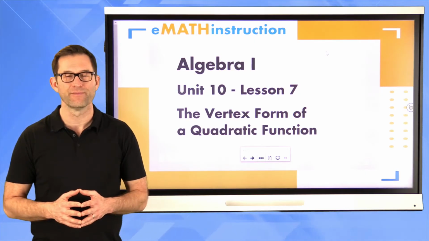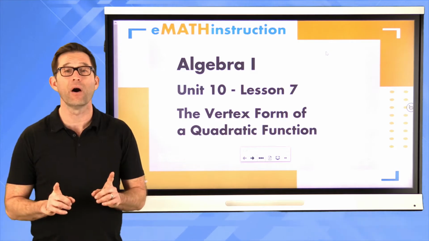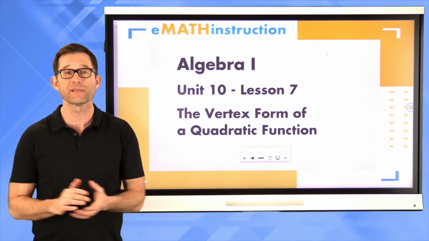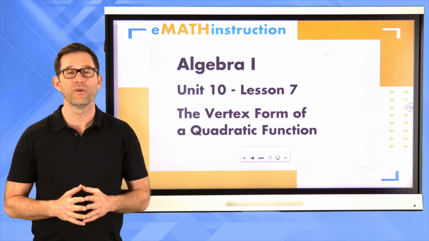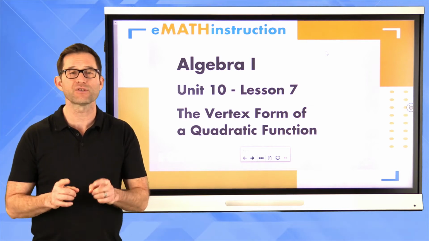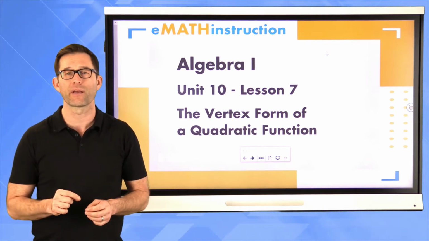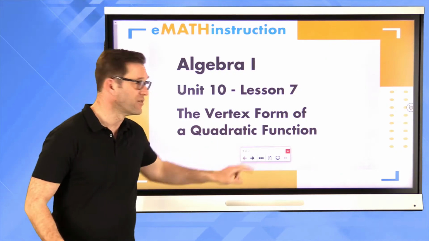Today we'll be doing Unit 10, Lesson 7 on the vertex form of a quadratic function. This is a really neat topic and it's really the culmination of basically everything that we've done in Unit 10, which not surprisingly means it's the last lesson of Unit 10. Today we're going to be looking at various forms of quadratic functions, but then honing in and concentrating on a very useful form known as the vertex form. Anyway, let's get right into it.